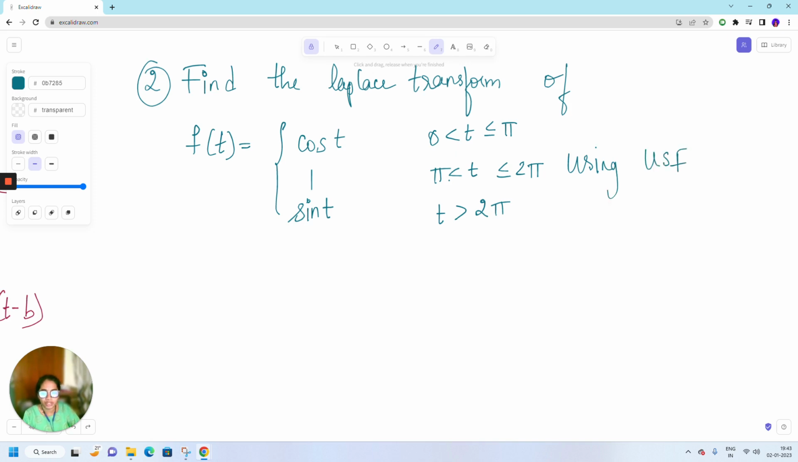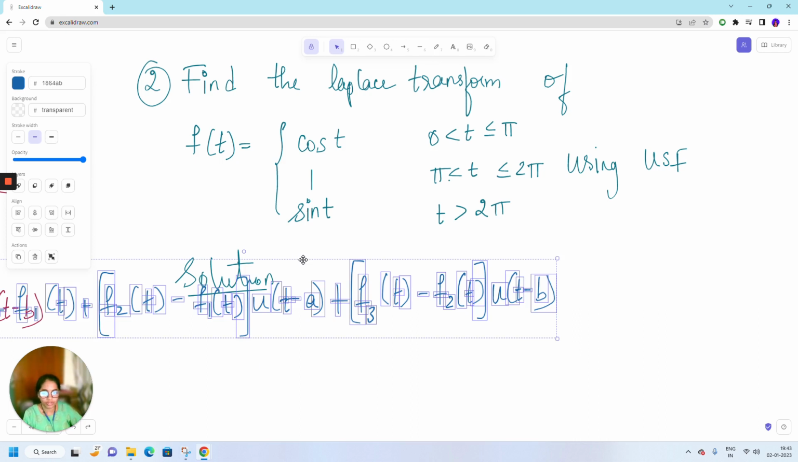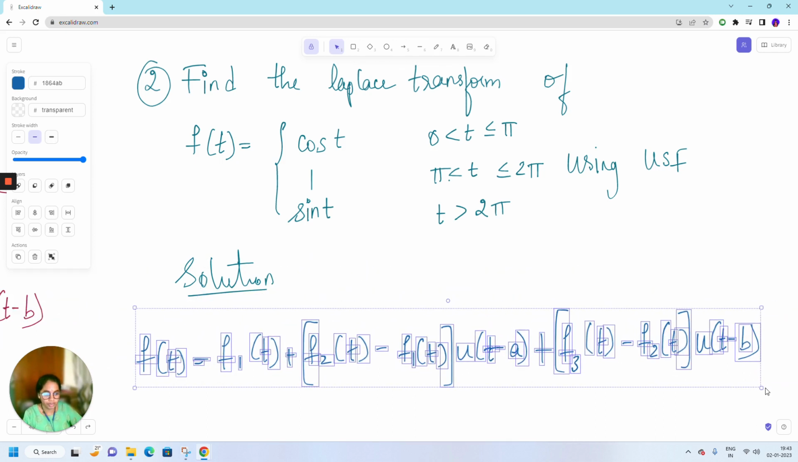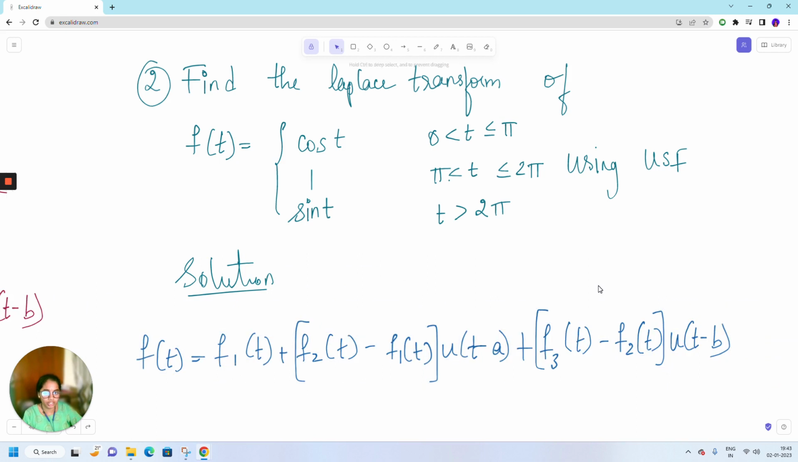What is the first step when you find a question like this? Always the first step is write down the formula. What is the formula? f of t is equal to... We are just converting the given function itself. We are writing it in the form of an equation so that it will be easy for us to find the Laplace.